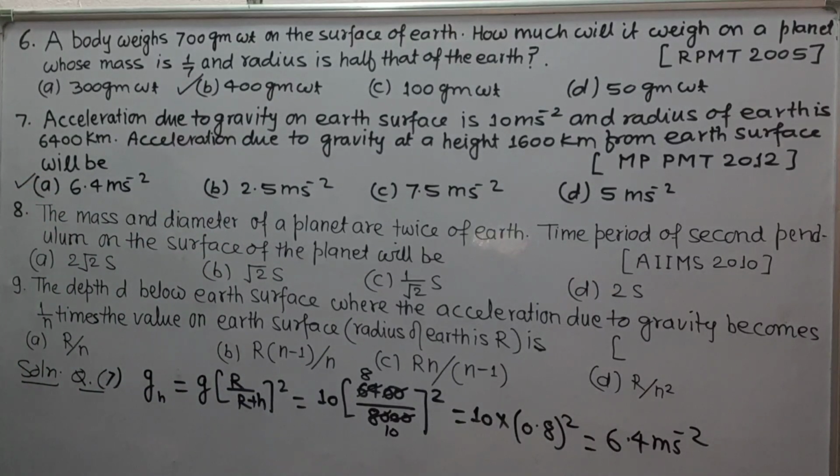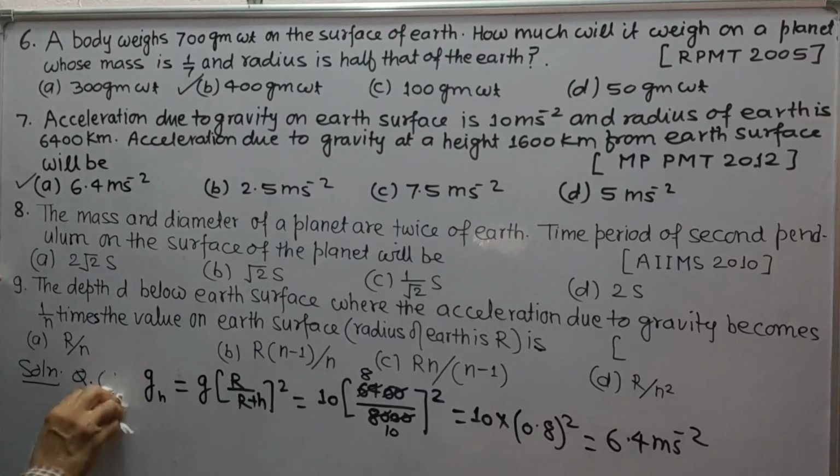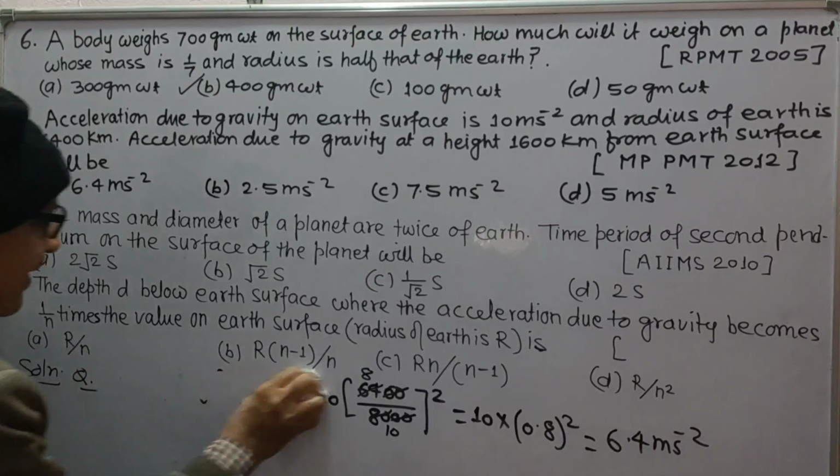Next question number 8. The question is, mass and diameter of a planet are twice of Earth. Time period of second pendulum on the surface of planet will be. Now solution to question 8.